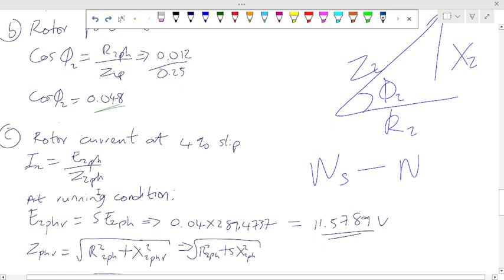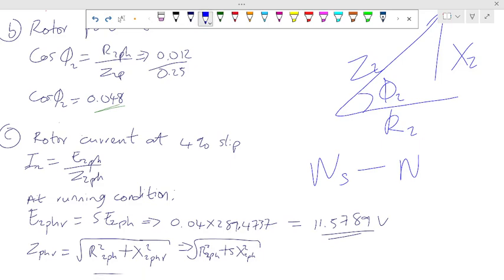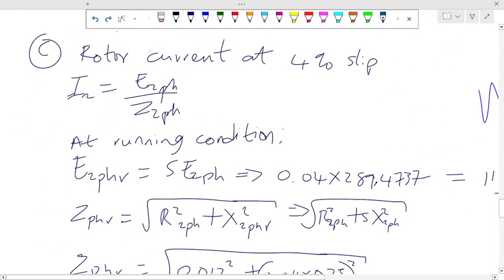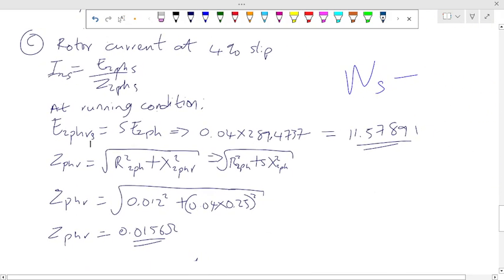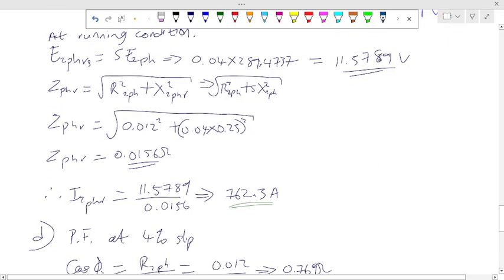E2 per phase, at running condition, let's say for now, since we are looking for when it's running, let's just add this. Current when it's running, or when there is slip. So when there is slip, E2 per phase when there is slip equals E2 per phase multiplied by slip. Okay? So this will now give us this new value here.